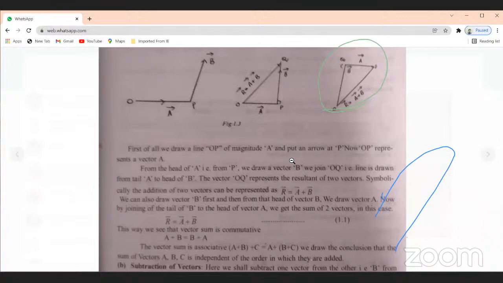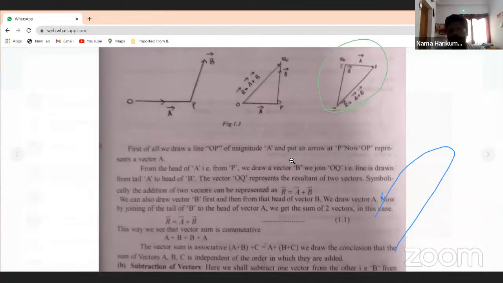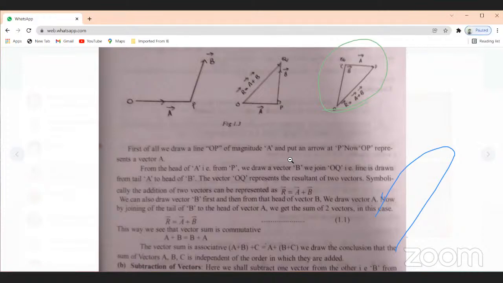So O to P generally is A, according to our second diagram. But in the third one it is different. That's why we are not considering the third one. Clear? Clear, sir. Right. Okay. Yes, sir, clear.